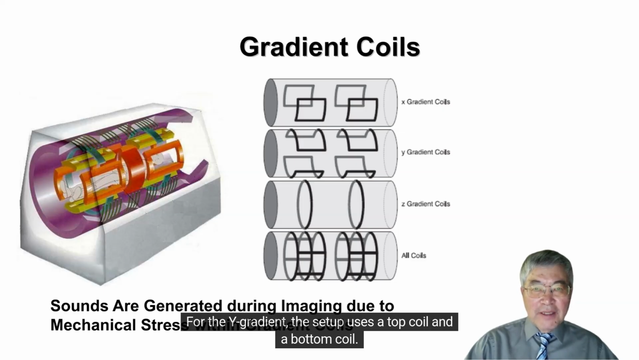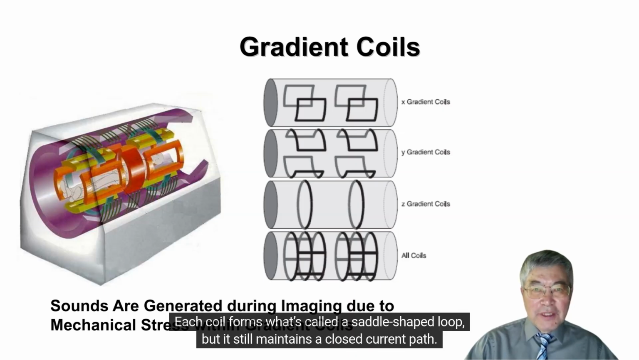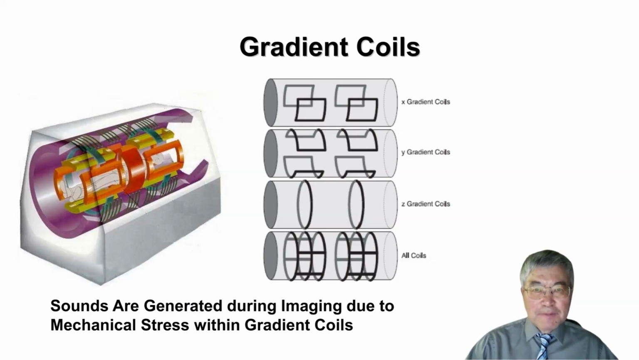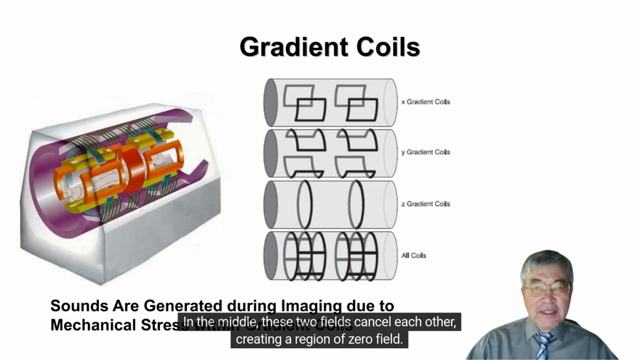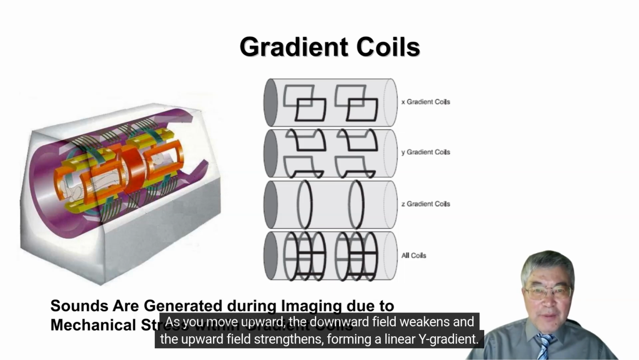For the Y gradient, the setup uses a top coil and a bottom coil. Each coil forms what's called a saddle-shaped loop, but it still maintains a closed current path. The magnetic field from the top coil points downward, while the field from the bottom coil points upward. In the middle, these two fields cancel each other, creating a region of zero field. As you move upward, the downward field weakens and the upward field strengthens, forming a linear Y gradient.